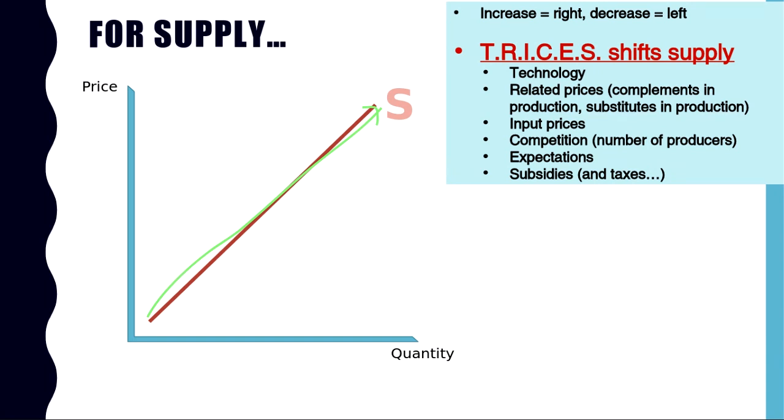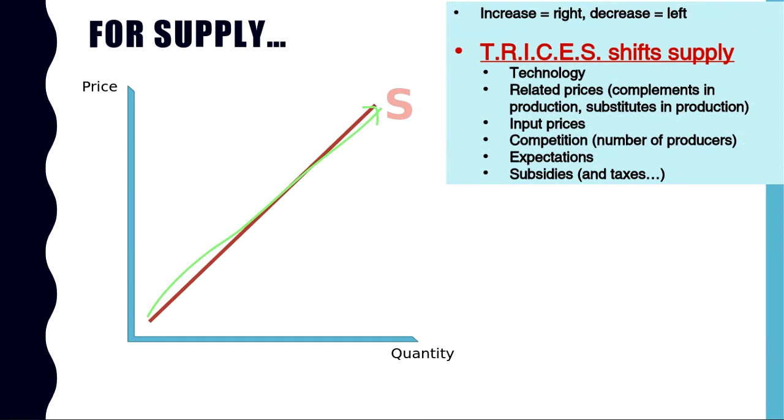Next thing is related prices. So things that I use in production. If I'm making a car and the price of steel changes, or the price of tires change, those are going to change how I change with supply. Competition. How many producers are out there? If there are simply more people creating cars, there will be more cars available in the world. Expectations. Business function on expectations the exact same way. If businesses know that they can sell something for more expensive tomorrow, they're going to wait and sell it to you tomorrow. If they know that they can sell it to you for more expensive today and it'll be cheaper tomorrow, they're going to try and sell it to you today.